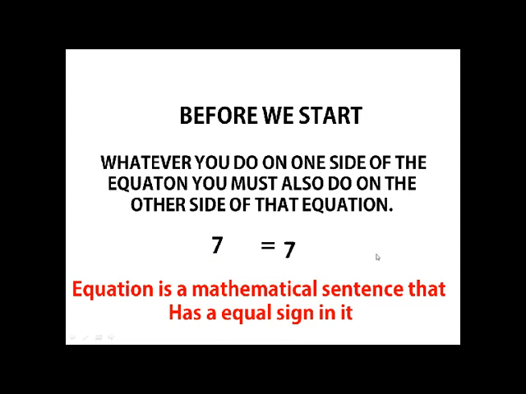So here's my example. I have 7 equals 7. This is true, right? But if I subtract 3 from this side and do nothing to this side, now it is 4 equals 7, and it is not true. So if I subtract 3 from this side, I must also subtract 3 from this side in order to keep the equation true.